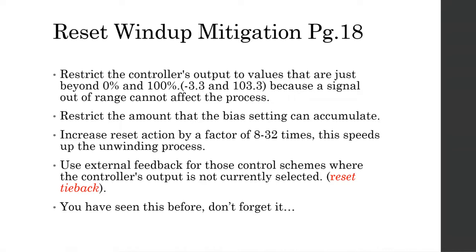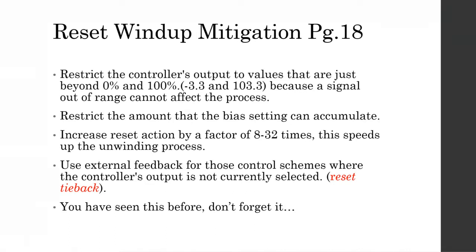The second thing we can do is restrict the amount that the bias setting can accumulate, and that would be done through some settings. We can also increase the reset action by a factor of 8 to 32 times, and we've talked about this previously. By increasing the reset action, we're allowing it to speed up the unwinding process rather than having to wait and wait and wait.